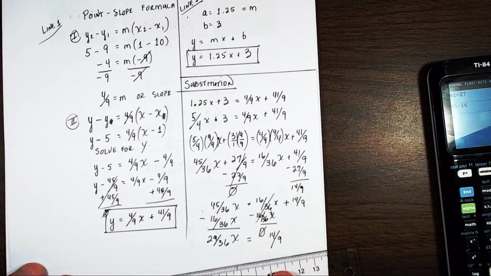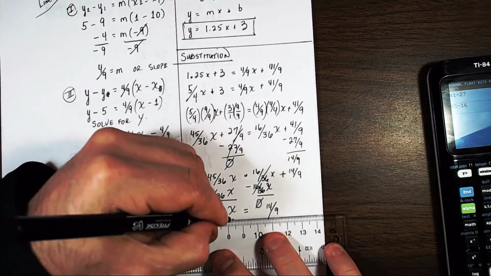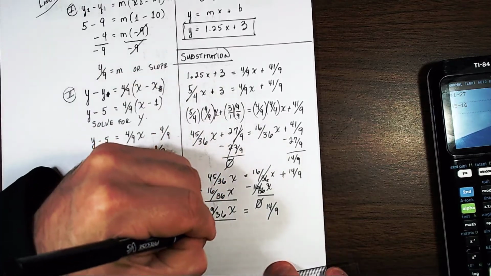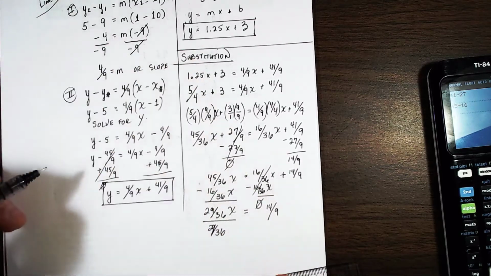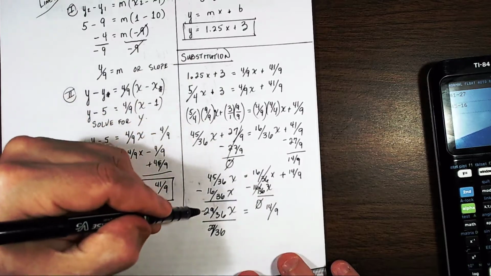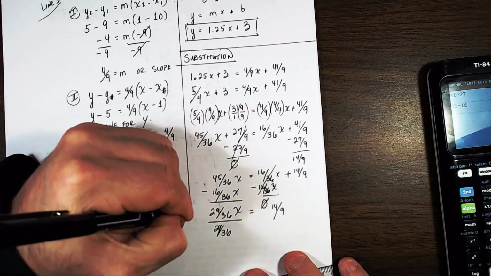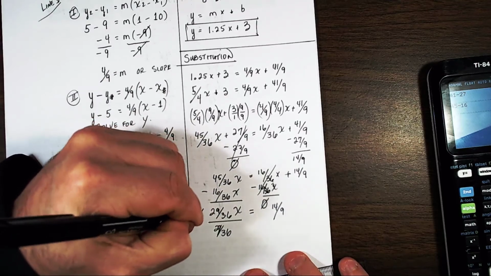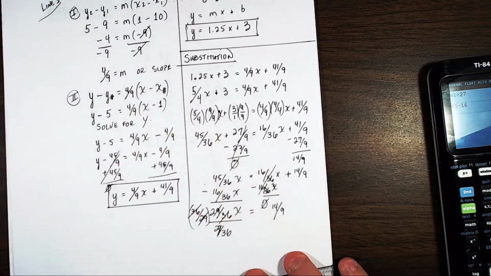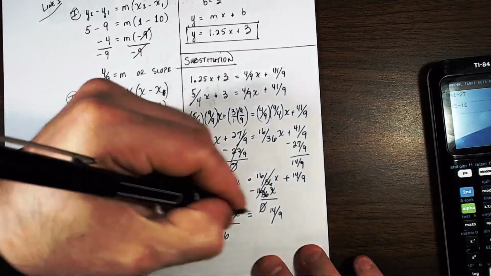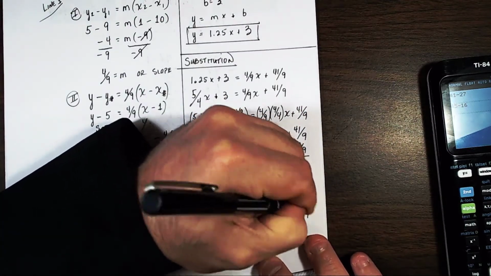So I'm almost done, but in order to get x by itself, I have to divide 29 over 36 by 29 over 36 on the left and right. And the way we divide things out when they're fractions is we multiply that fraction by its reciprocal. So 29 over 36 multiplied by 36 over 29. And the 36's cancel, the 29's cancel, that goes away. Now on the right hand side we multiply by 36 over 29.